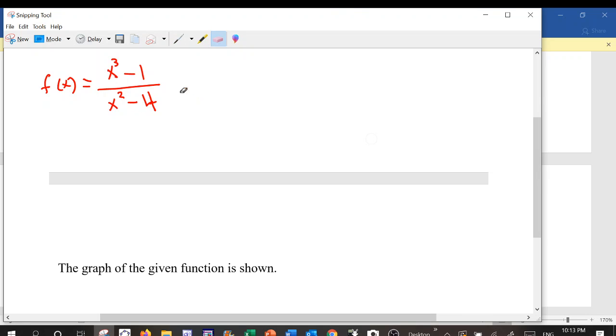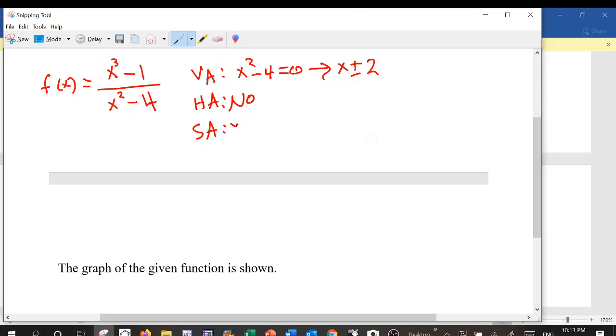That's good. Okay, so does it have a vertical asymptote? Yes. x squared minus 4 equals 0, so x is what? Plus and minus 2. Does it have a horizontal asymptote? No, because the degree of the numerator is bigger. Does it have a slant asymptote? Yes.